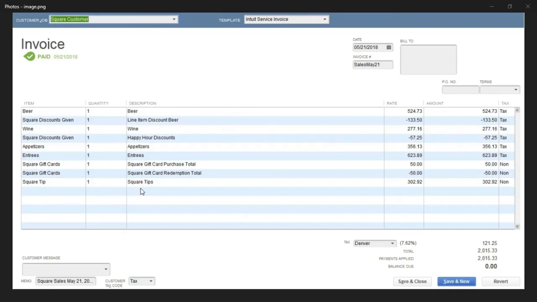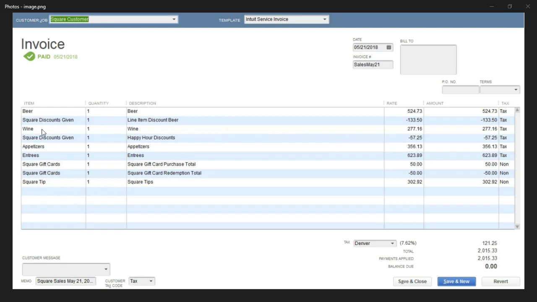The Commerce Sync integration with Square allows us to transfer the sales data as a daily invoice, with payments applied to close out each invoice. The invoice may have line items displayed for tips, discounts, refunds, as well as gift cards.